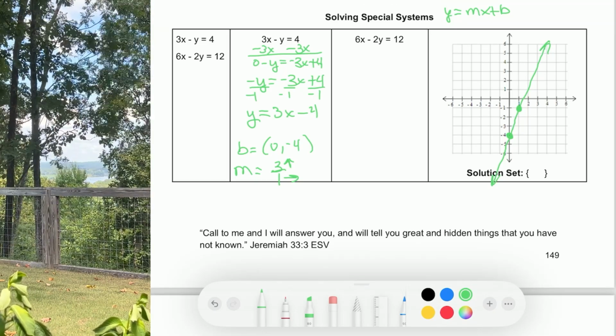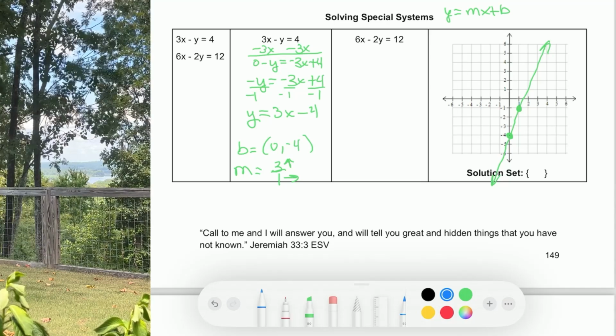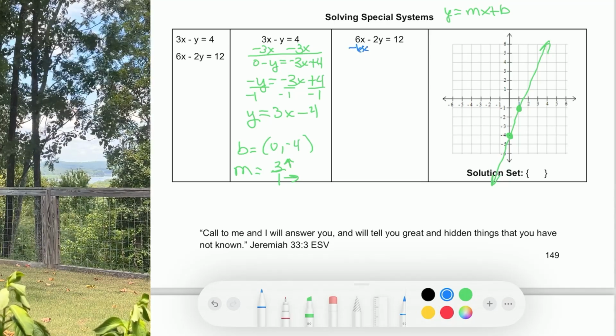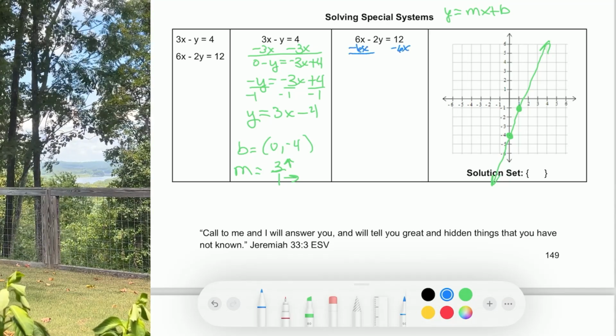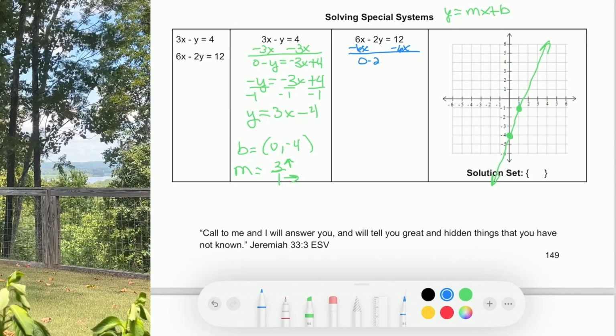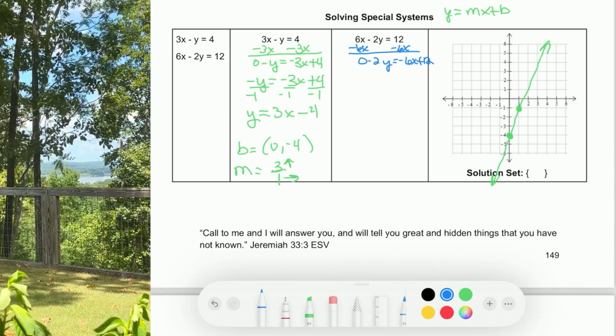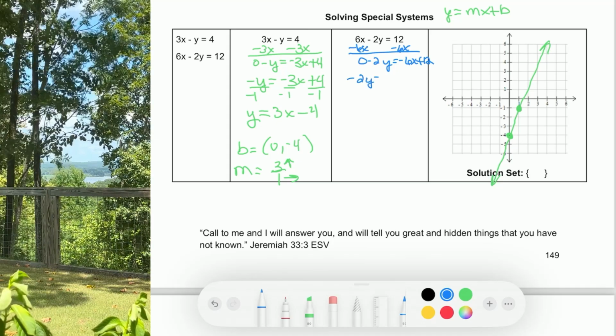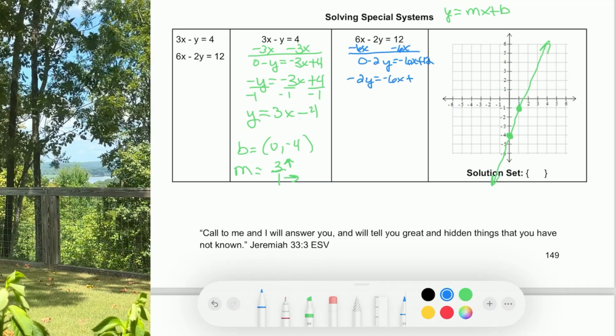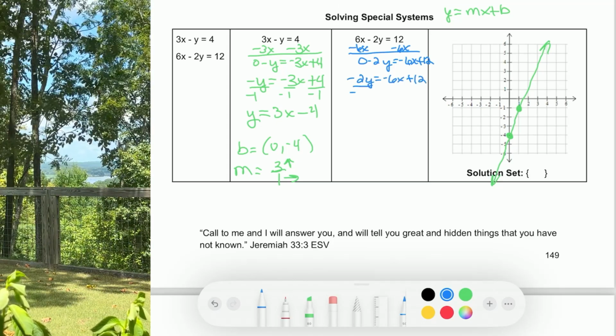All right, so now let's do the second one. I'm going to subtract 6x from both sides. I get 0 minus 2y equals negative 6x plus 12. I'm going to rewrite this. Divide both sides by negative 2.